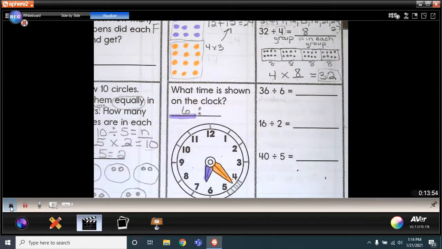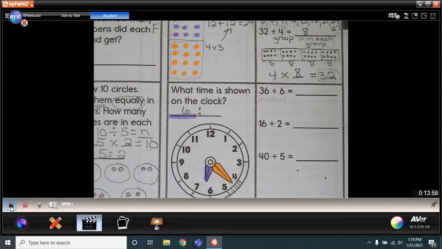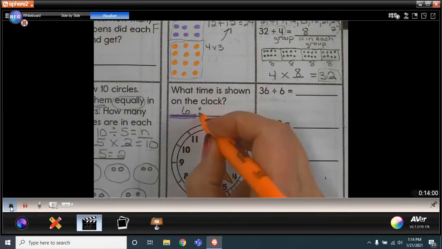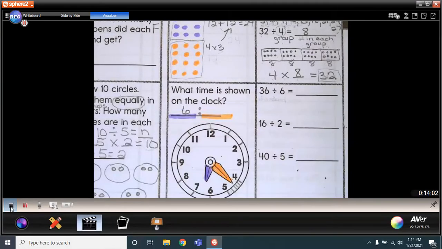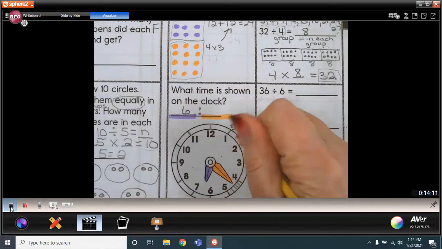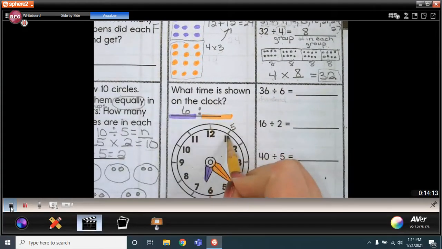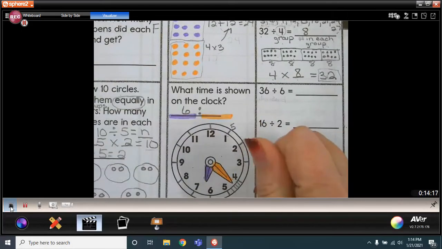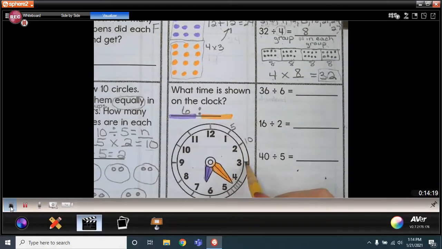Okay? Now we look at the minute hand. So the minute hand is the long hand. And remember, the numbers on the clock only tell us the hours. We have to know that for every number on the clock, it's 5 minutes. So from here to here is 5. From here to here is another 5, which is 10. From the 2 to the 3 is another 5 minutes, which is now at the 15-minute mark.